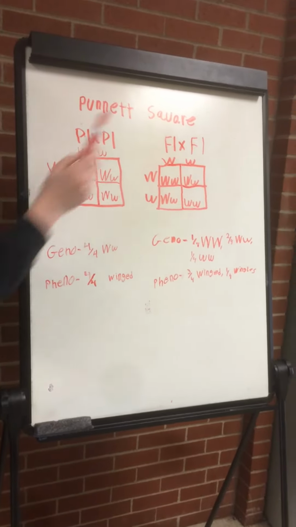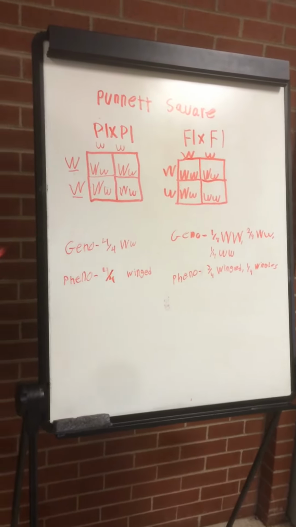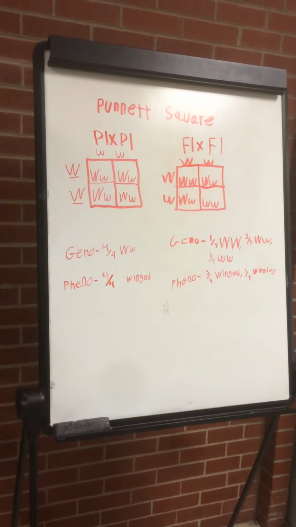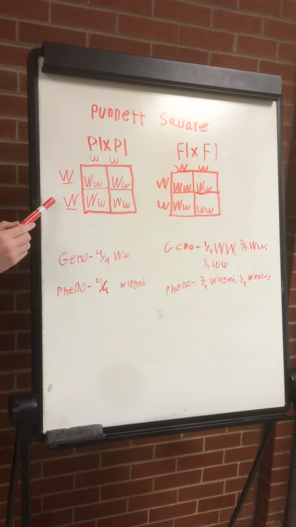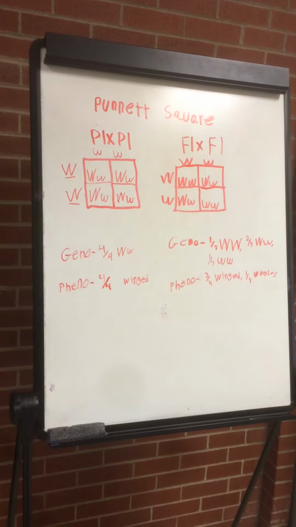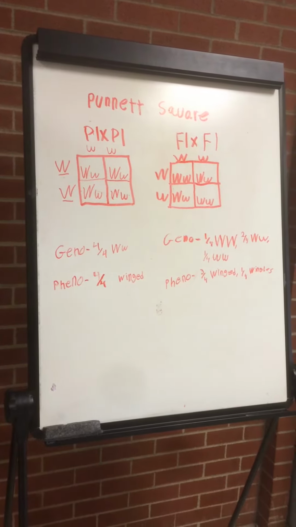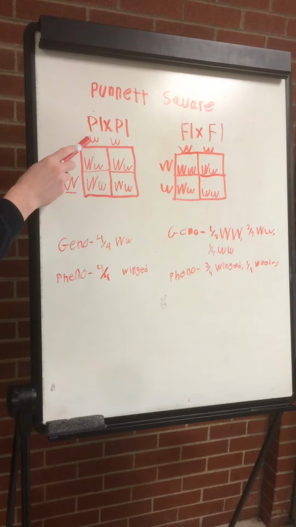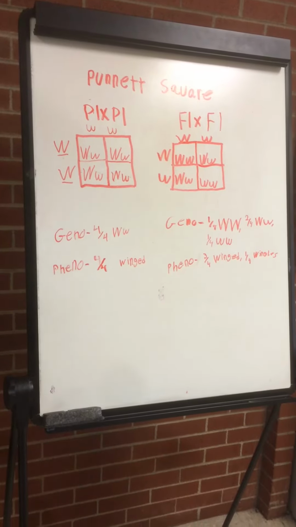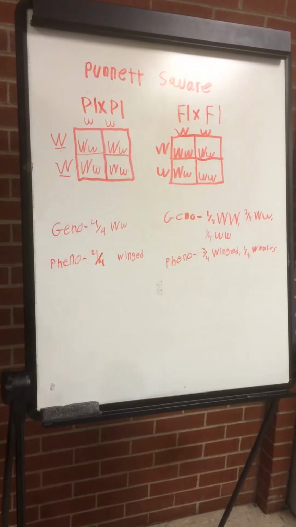This is the Punnett square. This was the first iteration, which is P1, the P1 cross. This is the male and the female. The male was homozygous recessive, which was wingless, and the female was homozygous dominant, which was winged.